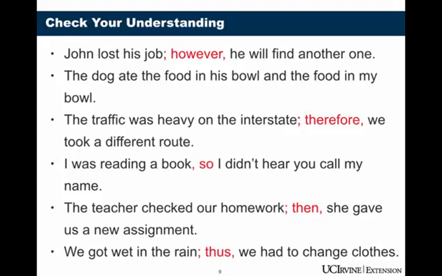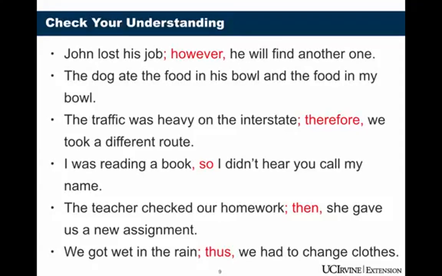Look at the third sentence. We're joining two sentences with the transition therefore, so we put a semicolon in front of it and a comma after it. On the fourth sentence, we joined two sentences with the conjunction so, so we need to put a comma in front of it. On the next one, we joined two sentences with the transition then, so again, a semicolon in front and a comma after. The same thing on the last one. We had two sentences and we're joining them with the transition thus, so put a semicolon in front of it and a comma after it.